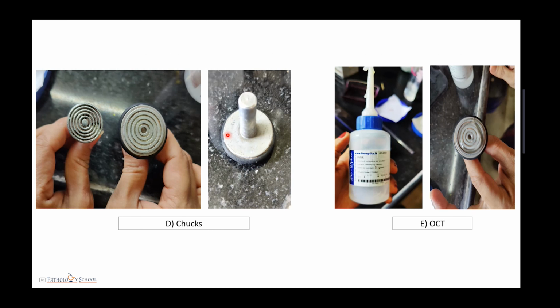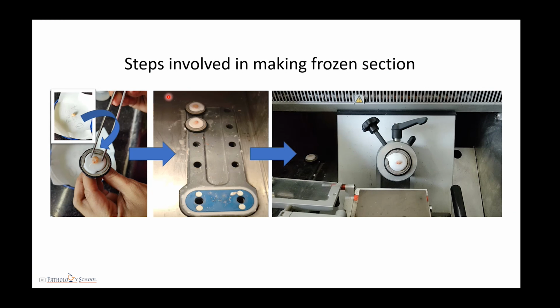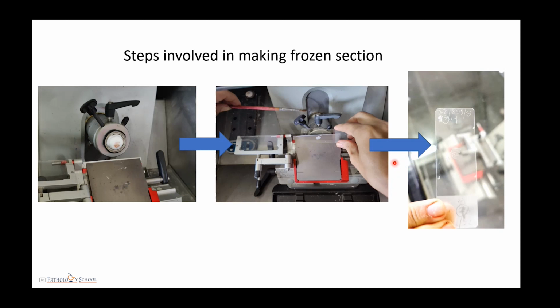See, these are chucks. This is the stem of the chuck. So we place the tissue here, and then we pour this OCT over the specimen. Okay, once we place the specimen, we keep the chuck here on the freezing shelf. Once the tissue freezes, we put it on this block holder, and then we take sections. See, we have taken a section here, and we just have to touch the glass slide over the section, and then your section is ready.